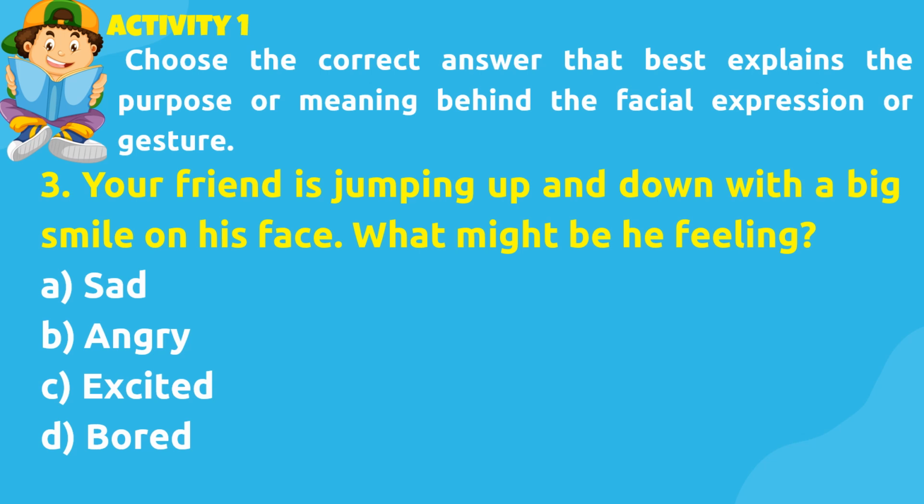Number 3, your friend is jumping up and down with a big smile on his face. What might he be feeling? Is that letter A, sad? Letter B, angry? Letter C, excited? And letter D, bored? Okay, the correct answer is letter C, excited.